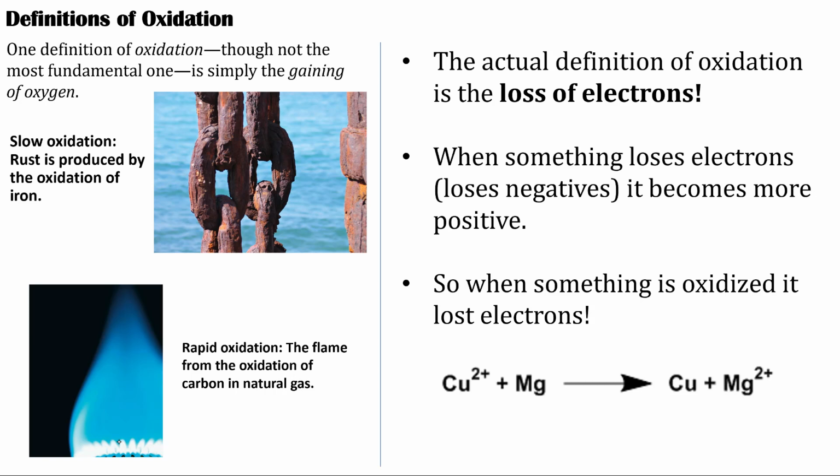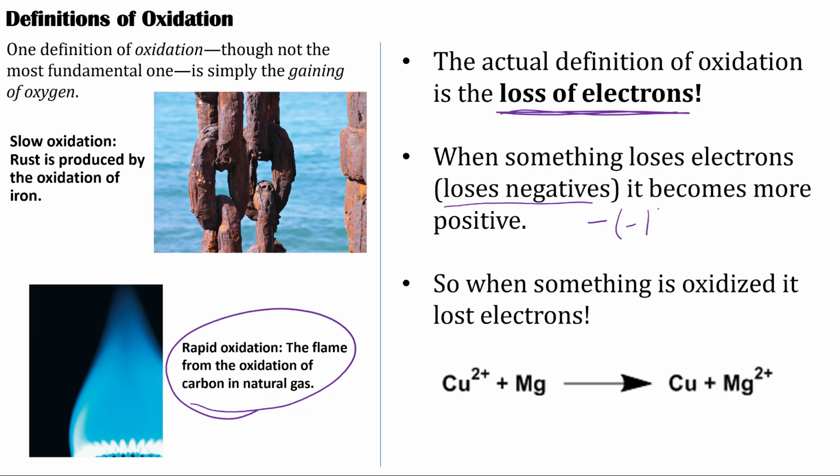And so we all know oxidation is rusting. Also, oxidation is anything that's burning. A carbon-based compound undergoing combustion is an oxidation reaction. But the actual definition of oxidation is the loss of electrons. And so when something loses electrons, it loses negatives. If we subtract a negative, it becomes positive. And so what we're looking for is the substance to become positive or more positive, or for the oxidation number, which we'll look at in a minute, to increase.